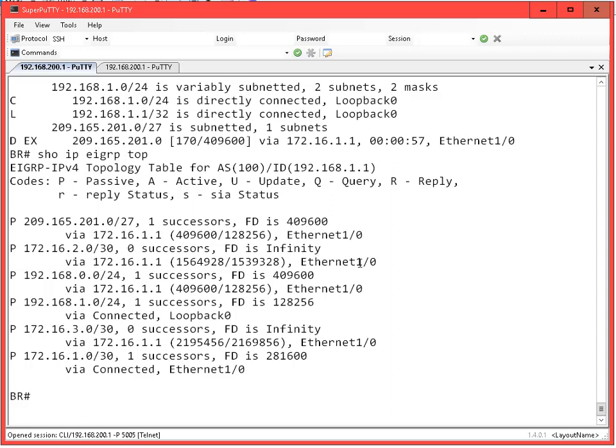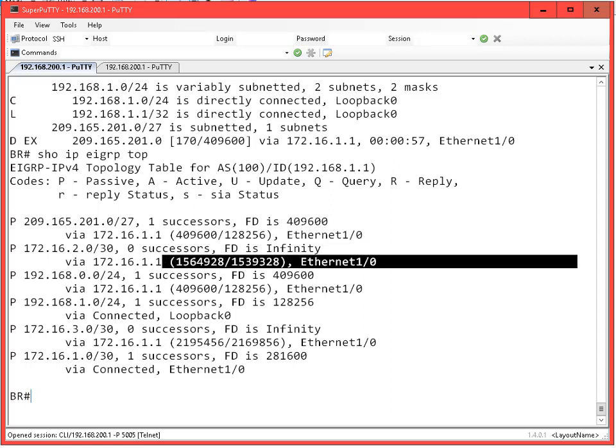The reason they're showing up as infinity is because, I mean, they do have a metric. We can see this is the next hop, and we're going to get into the topology table a little bit later on, but this is the actual metric for the route: 1564928, and then here 2192456. Those are actually the metrics for those paths.